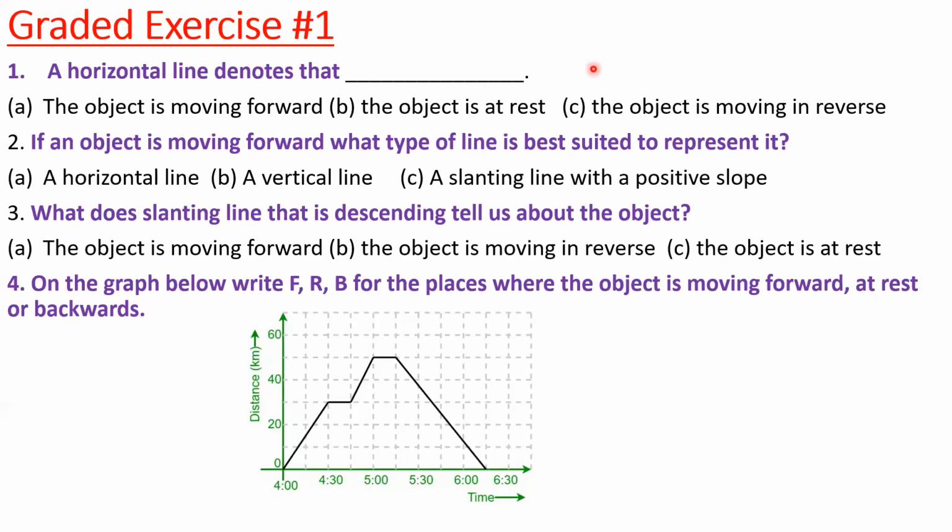For number one, I said that a horizontal line denotes blank. Is it A, the object is moving forward, B, the object is at rest, or C, the object is in reverse? Which answer do you all have? B. Very good. The object is at rest. So the horizontal line means that the object is at rest. The correct answer is B. If you have B, please tick it. That is the correct answer.